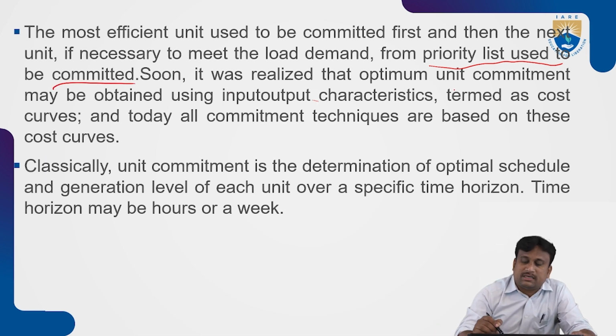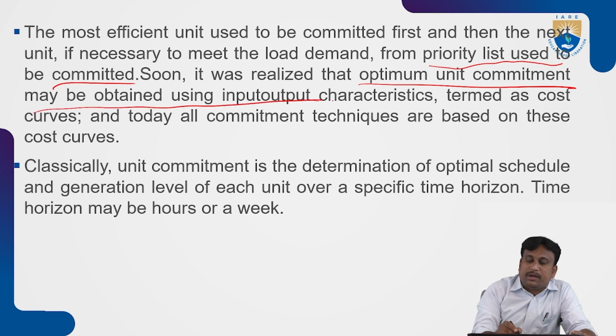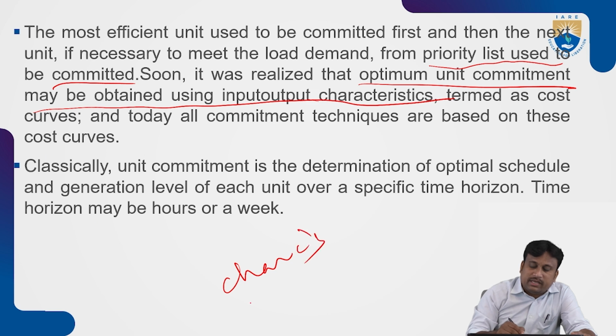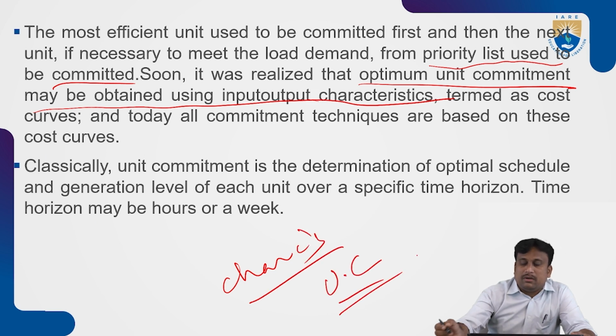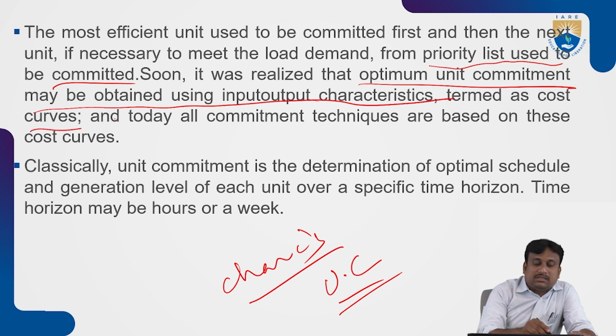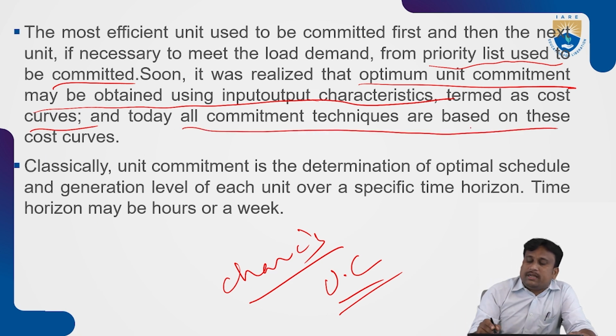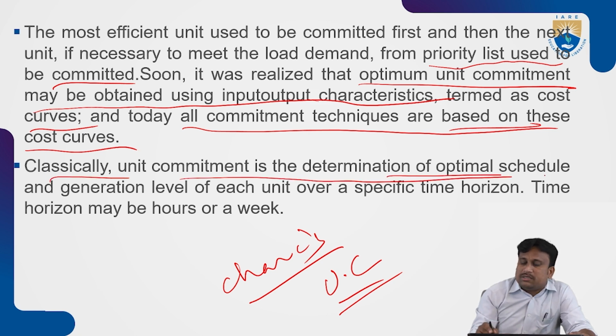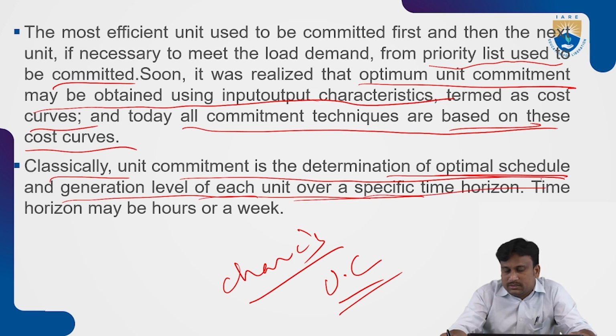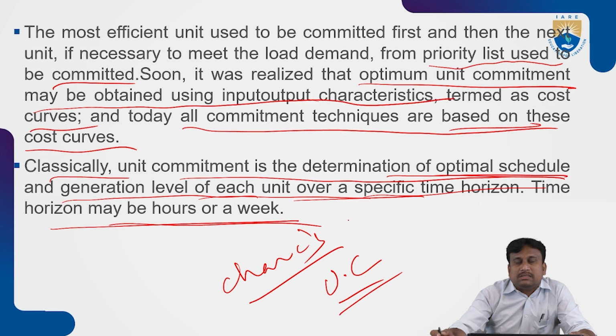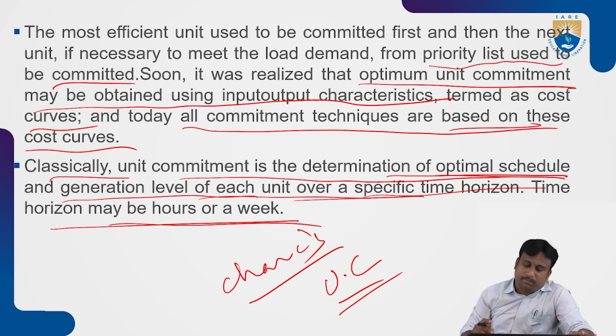Soon it was realized that optimum unit commitment may be obtained using input-output characteristics. So we should take the characteristics, and based on that the UC problem is formulated in terms of cost curves. Today all commitment techniques are based on these cost curves. Classically, unit commitment is the determination of the optimal schedule and generation level of each unit over a specific time horizon. The time horizon may be in hours or in weeks. So a time schedule will be prepared.